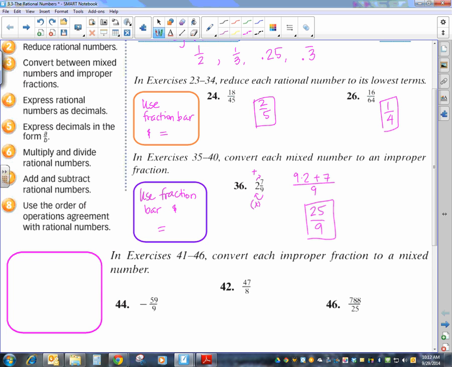Okay? The next one, converting an improper fraction to a mixed number. Here, you want to use the division symbol, the divided by key. So on this one would be 47 divided by 8. And when you push that and push equals, a lot of times your calculator will give you that answer as 5 7/8. Okay? So negative 59 over 9 would be negative 6 5/9, because 9 goes into 59 six times with 5 left over. 788 over 25 is going to be 31 and 13/25.